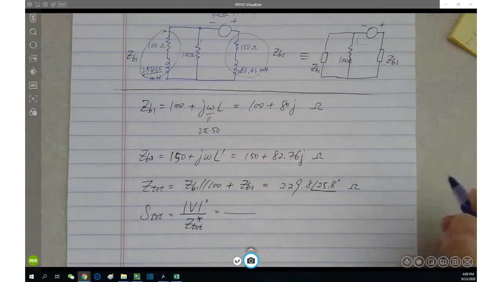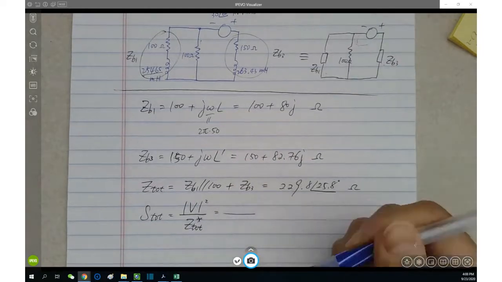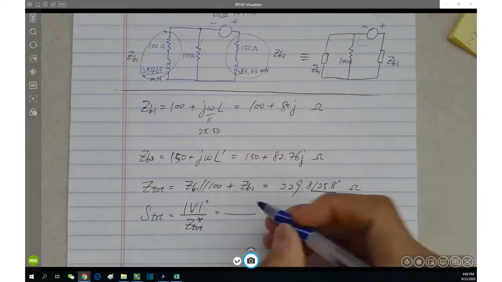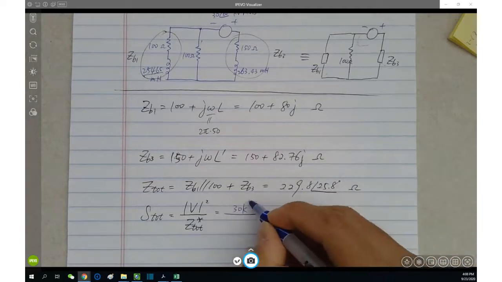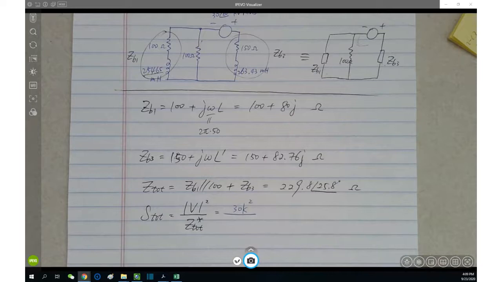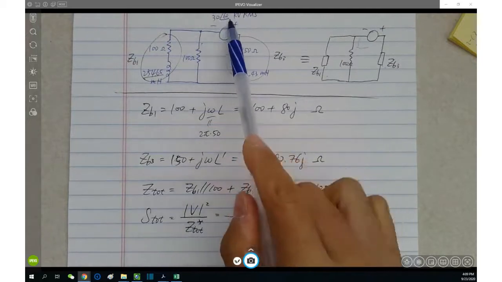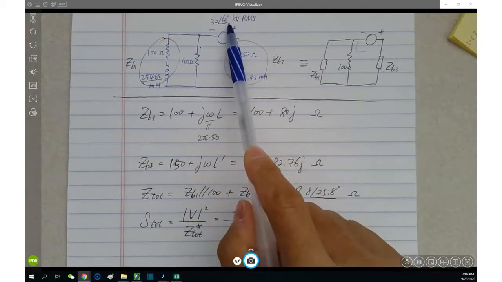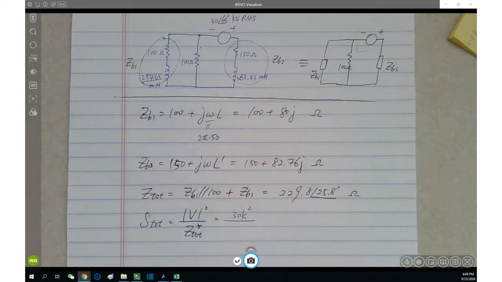And then what is in the numerator? 30K squared. Magnitude means magnitude. You can't involve the 60-degree in here, right? You can't involve it. 30K is the magnitude, and you're using it only, right?